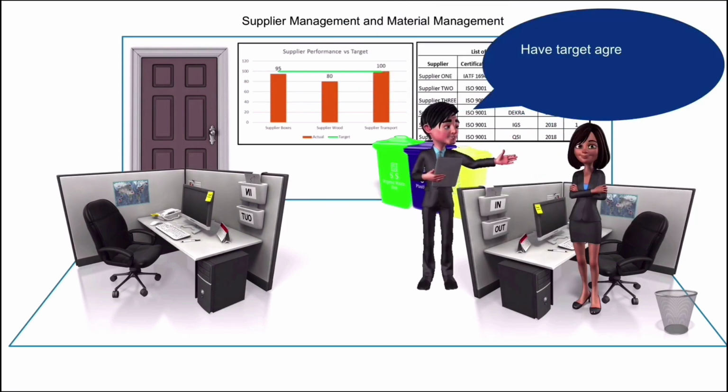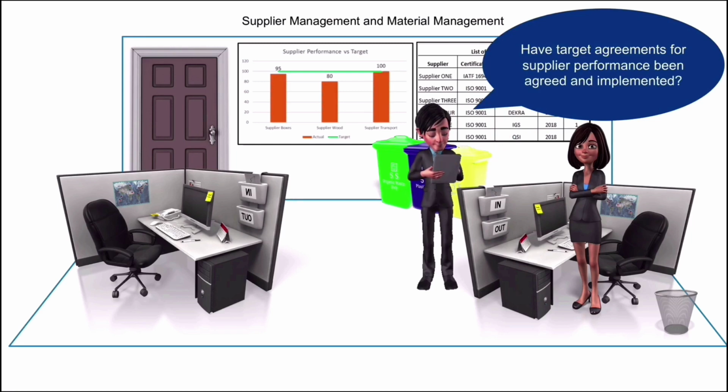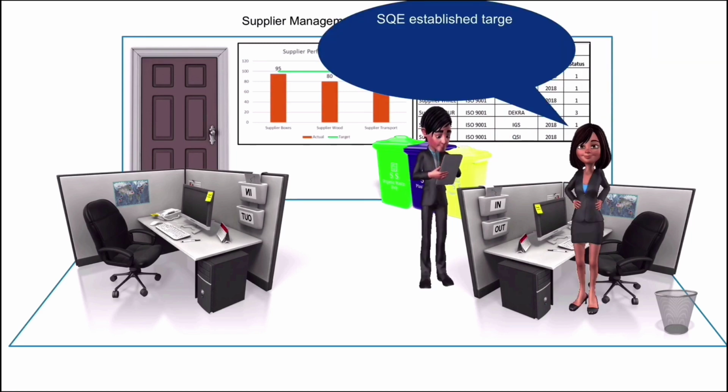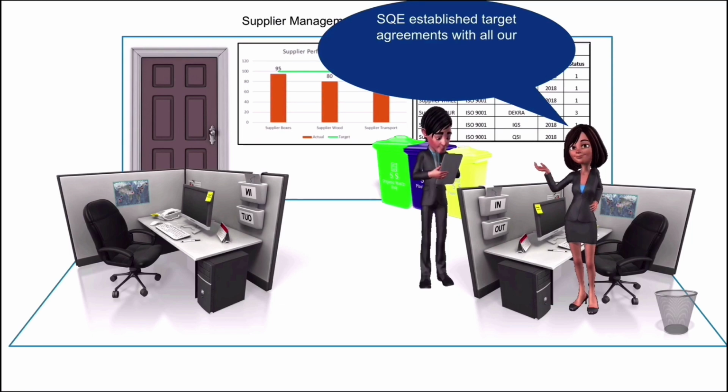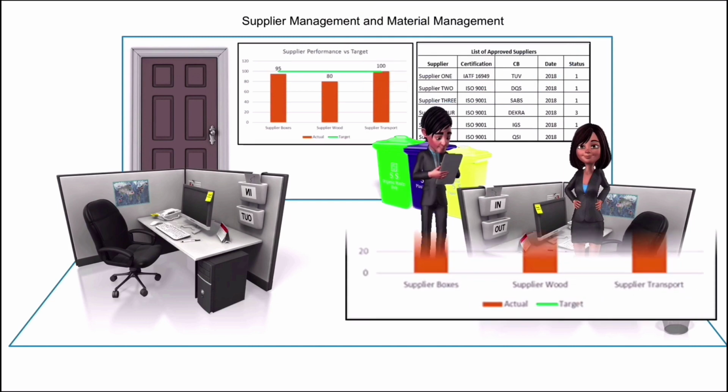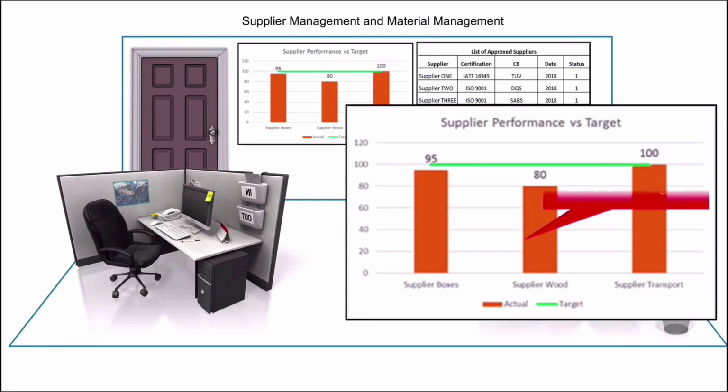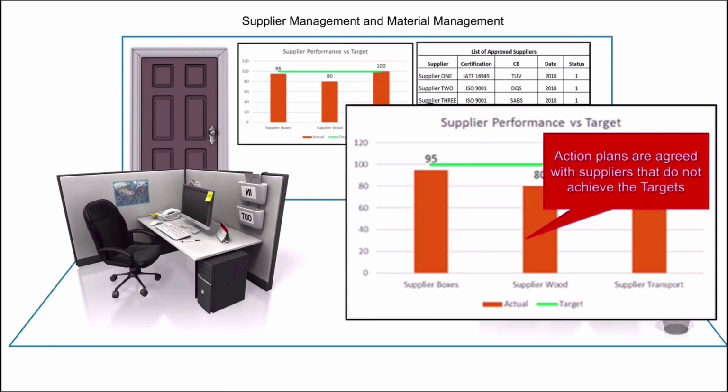Have target agreements for supplier performance been agreed and implemented? SCA established target agreements with all our suppliers and it is monitored monthly. See the attached example. Action plans are agreed with suppliers that do not achieve the targets.